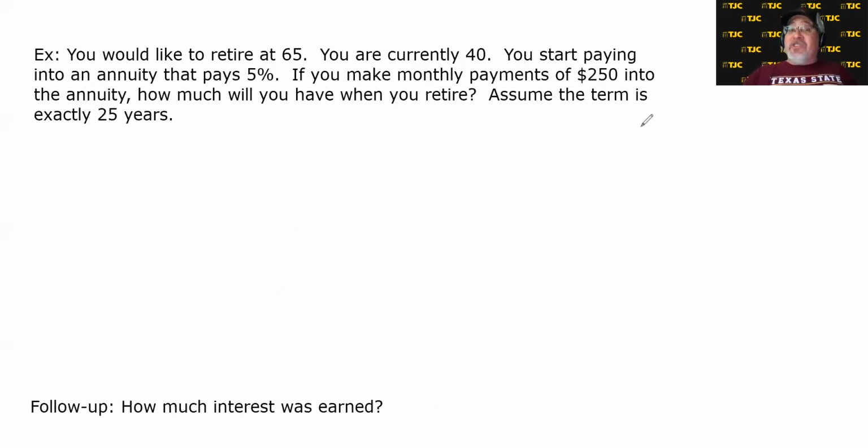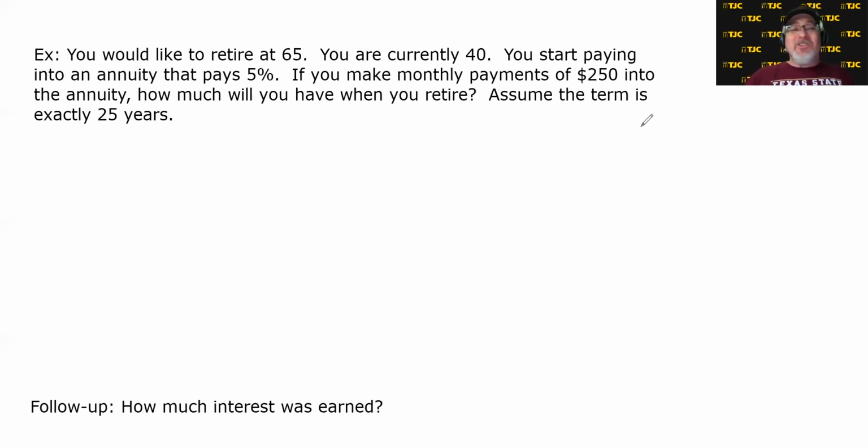You would like to retire at 65. You are currently 40, so 25 years to go. You start paying into an annuity that pays 5%. If you make monthly payments of $250 into the annuity, how much will you have when you retire? Assume the term is exactly 25 years.